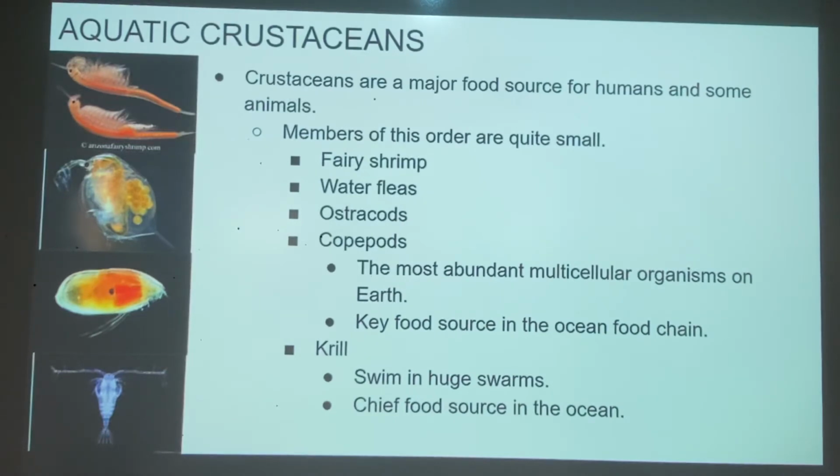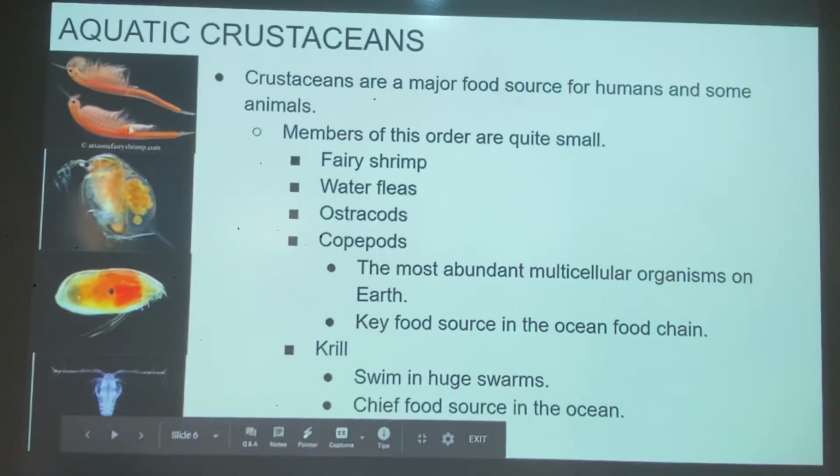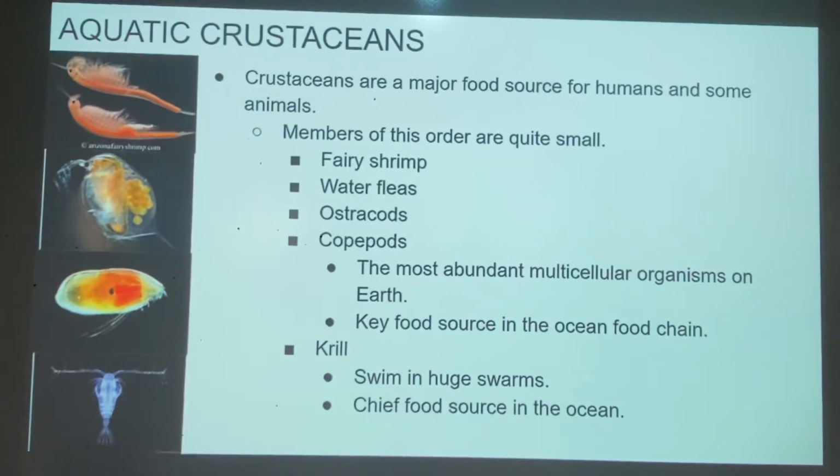Then crustaceans are a major food source for humans and some animals. So members of the order are quite small, so the microscopic ones I was talking about, the fairy shrimp, the water fleas again, and then ostracods and copepods. The most abundant multicellular organism on Earth is the copepod, and it is a key food source in the ocean chain. And then krill, last but not least, are going to swim in these huge swarms. They're part of the copepods, and they are the chief food source in the ocean.